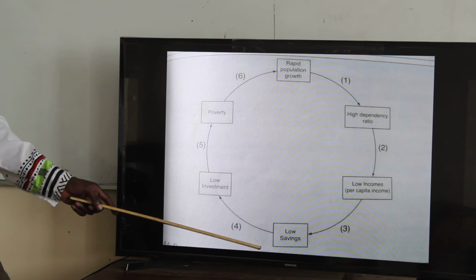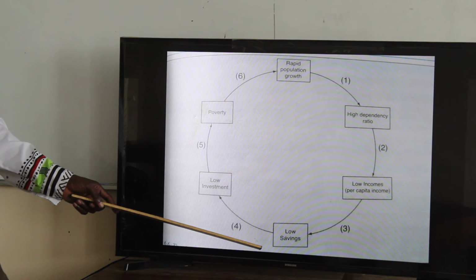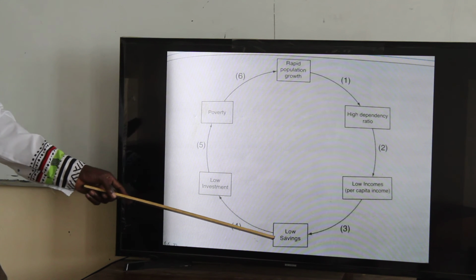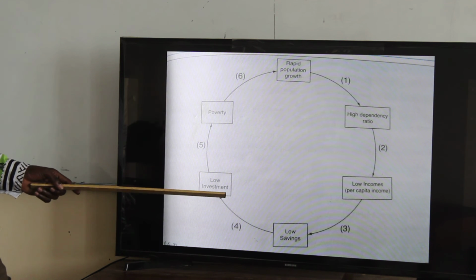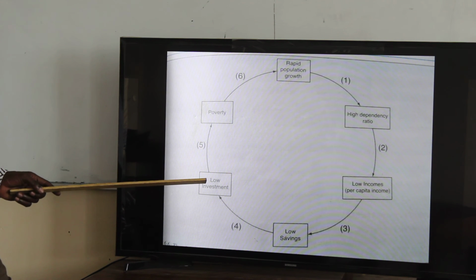Everything you get, you consume because you have a high level of dependency. Right? So there is very little to save. If there is little or nothing to save, it leads to low investment. You can only start a business, you can only start entrepreneurship, if you have savings. So if you have no savings, no investment.